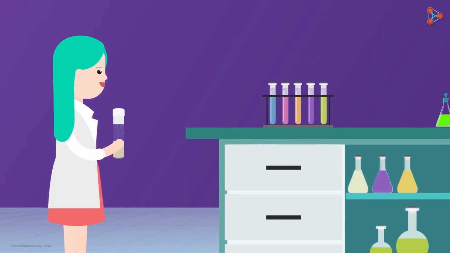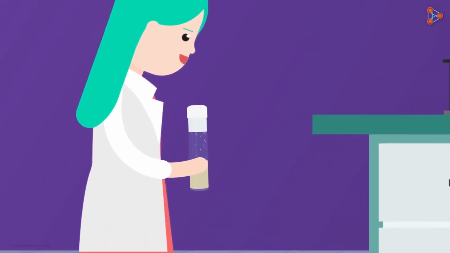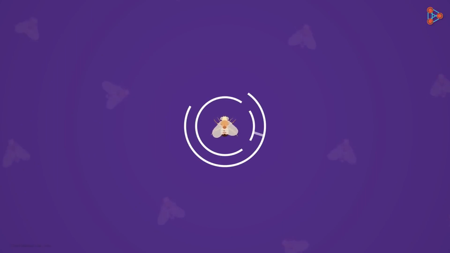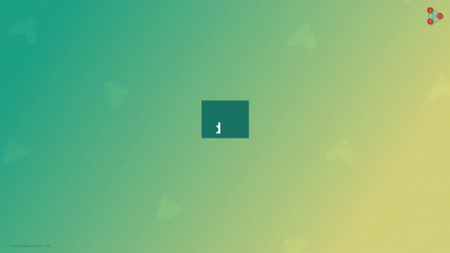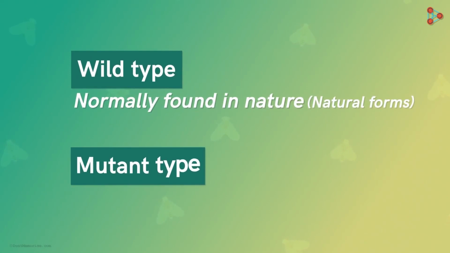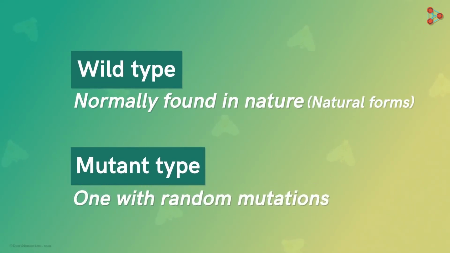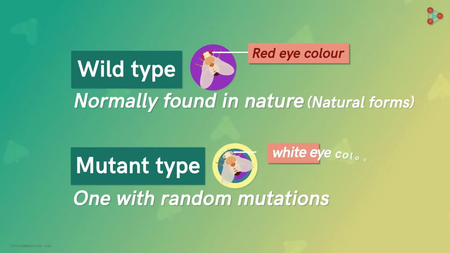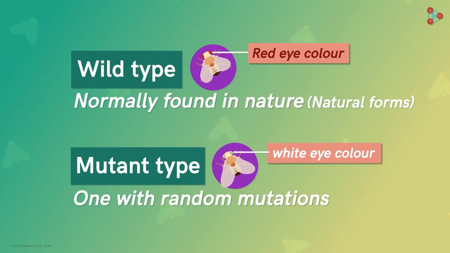Imagine you're working in a lab with a little fruit fly. One fine day, you find an unusual mutant among the other wild types. The wild type means the ones normally found in nature, or the natural forms to be precise. So the mutant form means the ones that have undergone some random or unusual changes. For example, red eye color is the natural or wild type variety in fruit flies. But the white eye color is a mutant form.